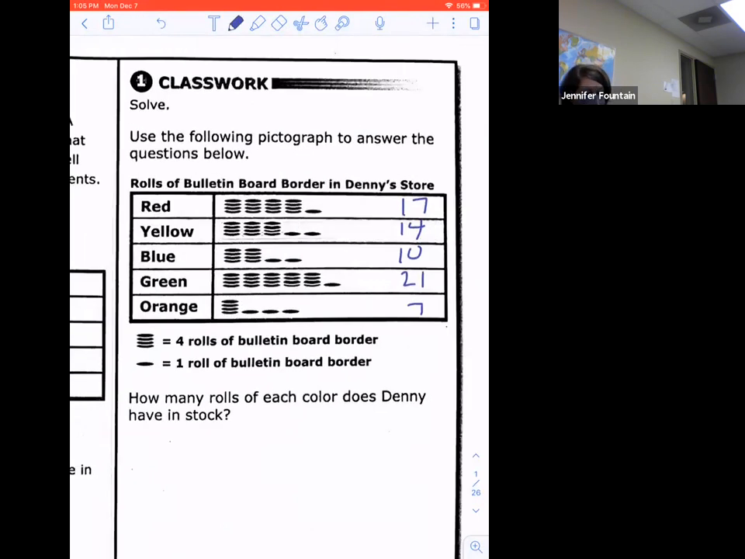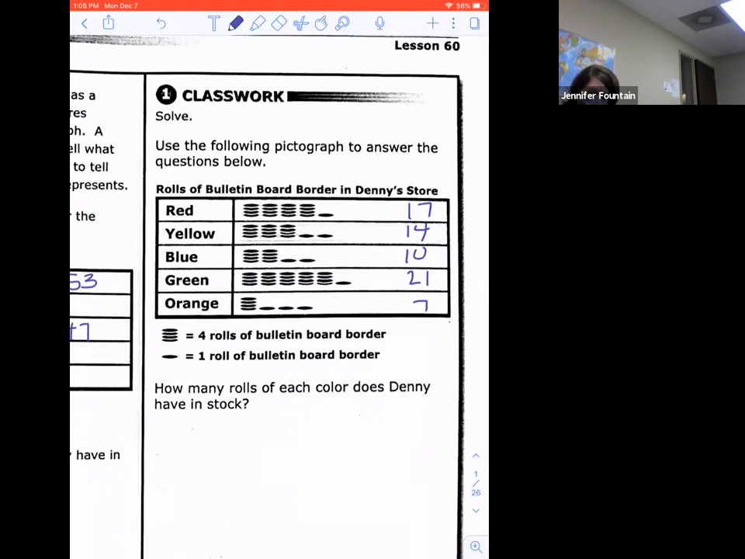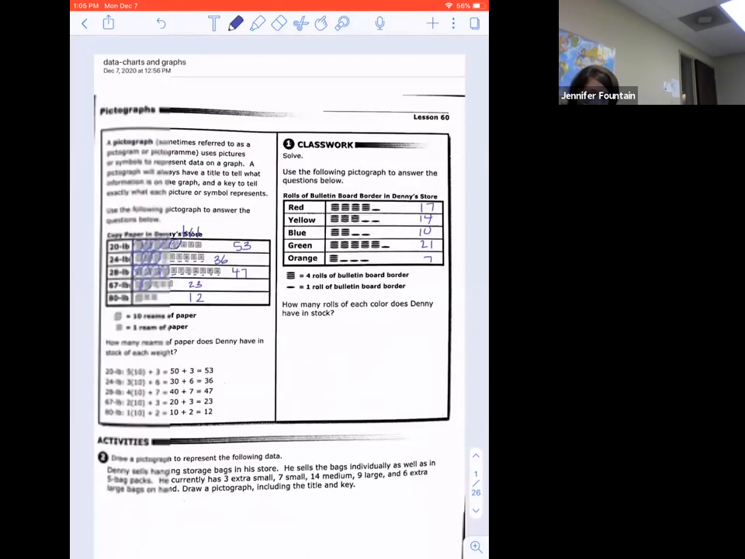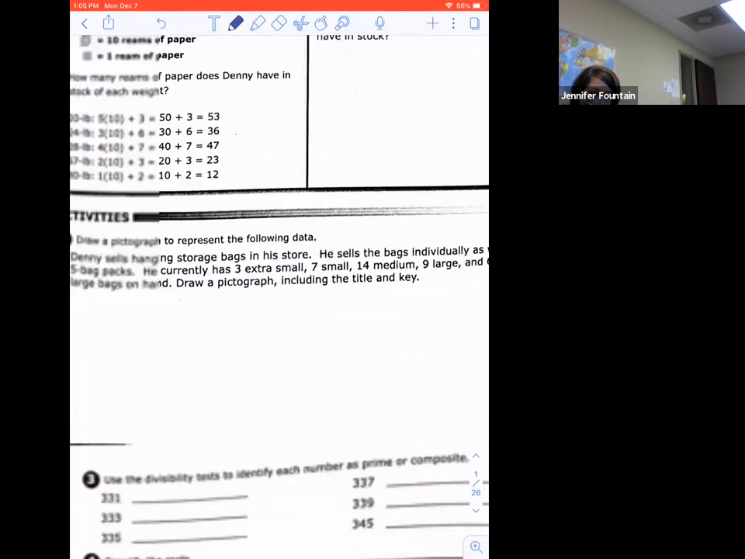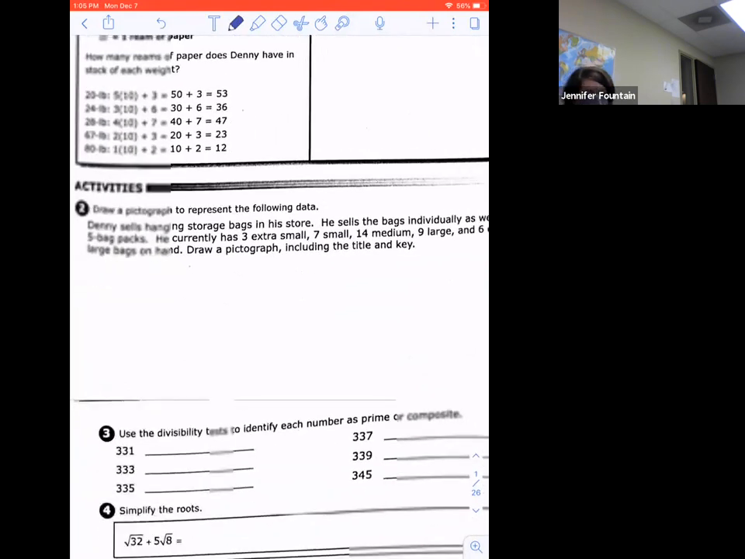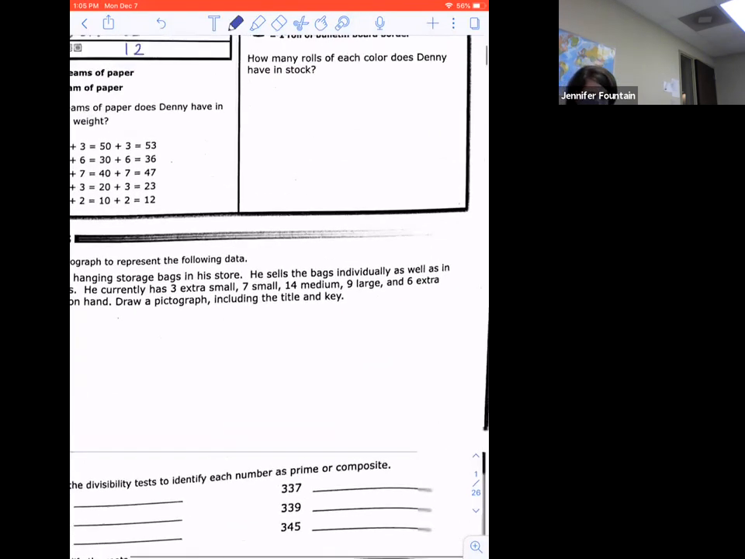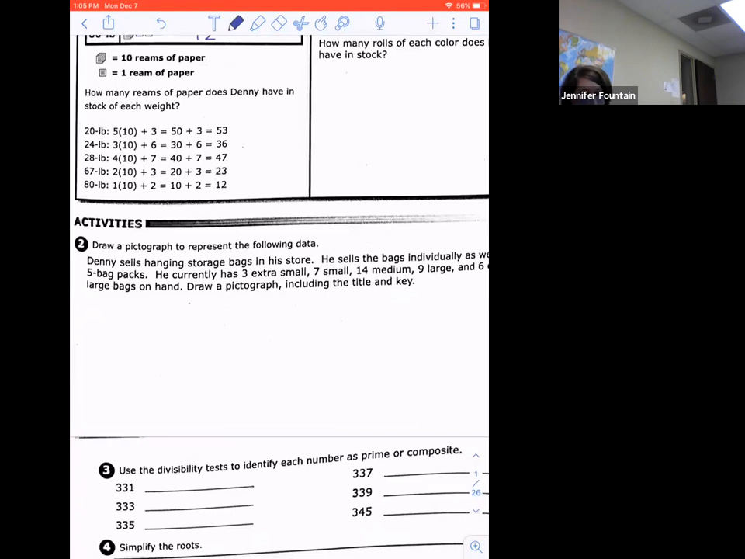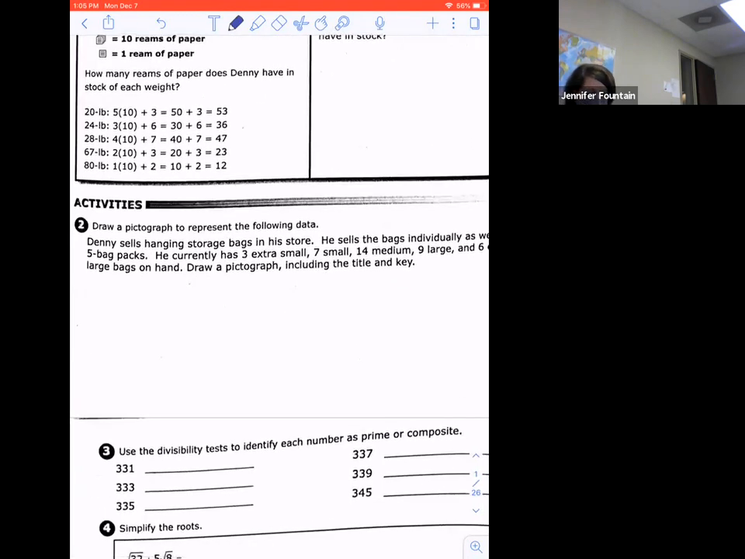So it says, how many of each color does he have? We just wrote it right in that chart. So now it says, draw a pictograph to represent the following data. Denny sells hanging storage bags in his store. He sells the bags individually as well as in 5-bag packs. He currently has 3 extra small, 7 small, 14 medium, 9 large, and 6 extra large bags on hand. Draw a pictograph, including the title and the key.